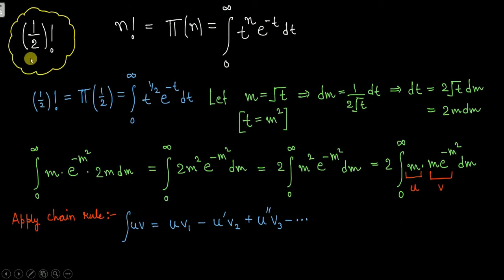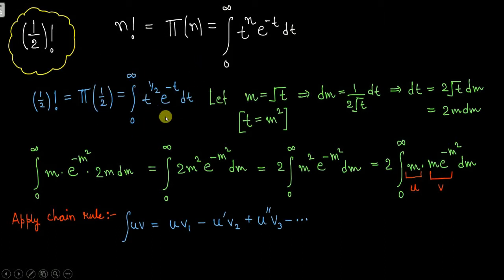Moving to half factorial. This is really amazing. Why? Because this half factorial cannot be solved using a calculator, but you can solve it manually. See, we know this definition, that n factorial is equal to pi of n, which is equal to the integration from 0 to infinity of t to the power n, e to the power minus t, dt. Yes, we have remembered this expression. Now in place of n, simply substitute this half.